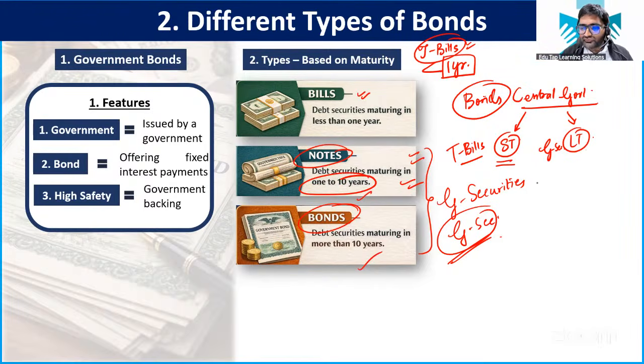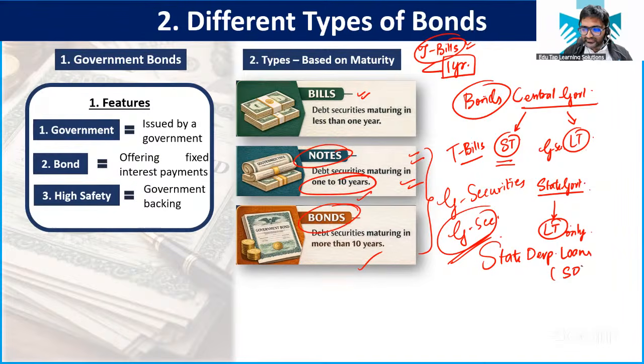Apart from that, we also have state governments issuing bonds. We'll discuss them in detail later when we discuss the debt market chapter. State government only issues long term bonds. Please remember this for now, only long term bonds, and these long term bonds are called state development loans, or SDL.